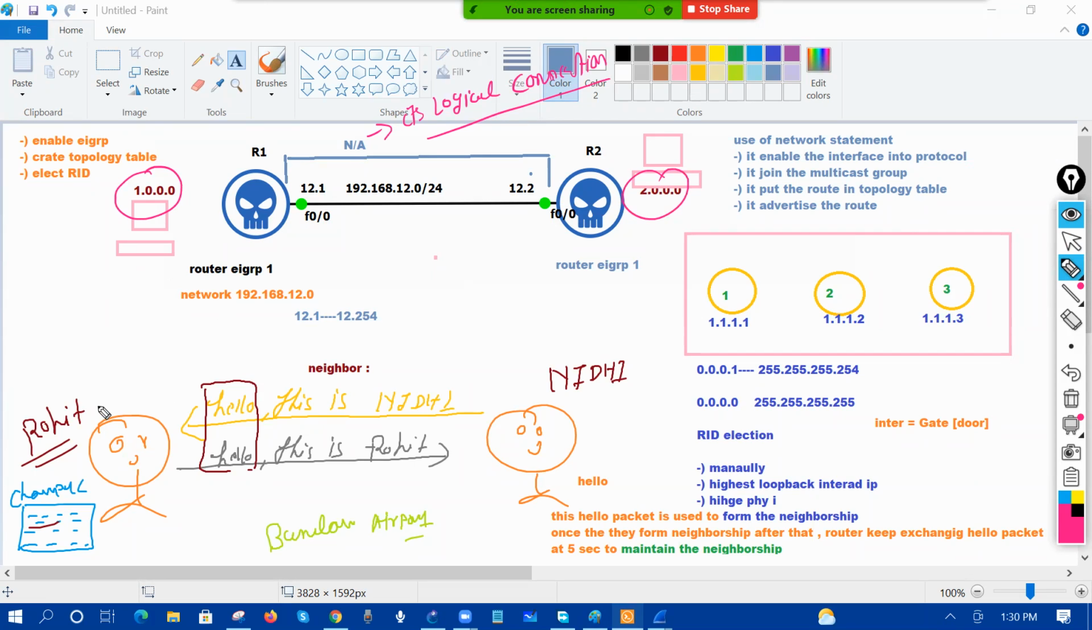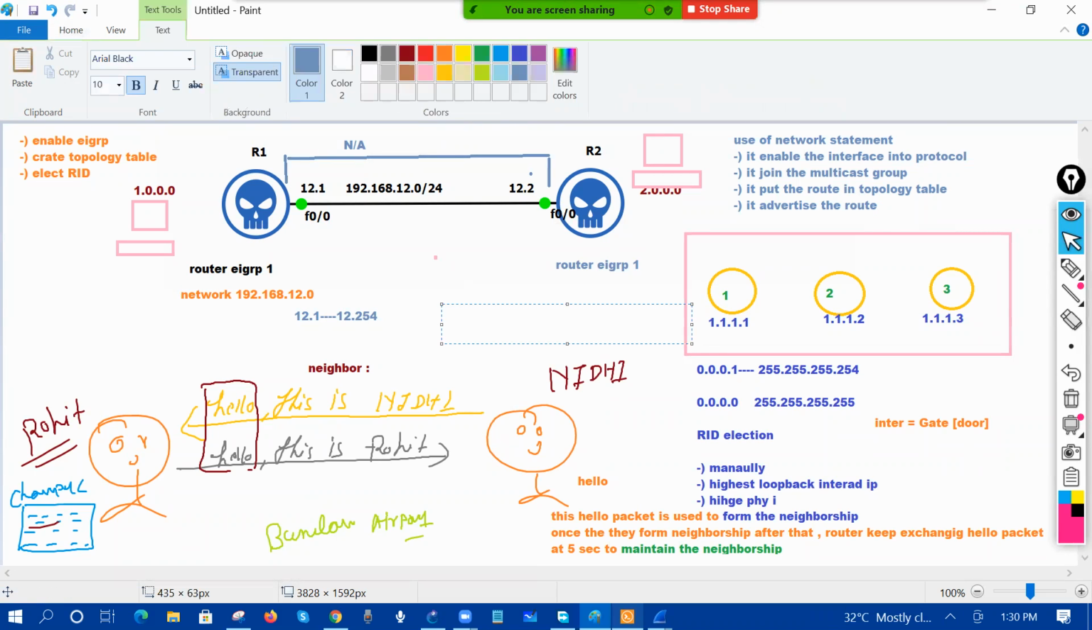In a neighborship, what happened? Rohit just has knowledge about Nidhi, and Nidhi just has knowledge of Rohit. That's it. Adjacency means now I have the ability to share the information with you. So in the EIGRP routing protocol, guys, every router forms the neighborship and adjacency.